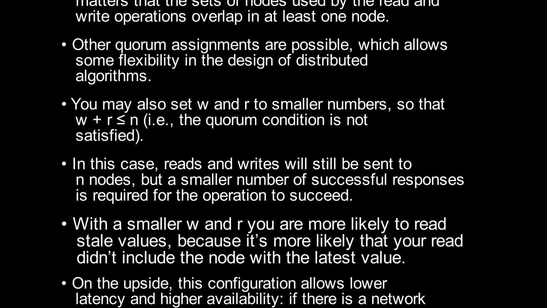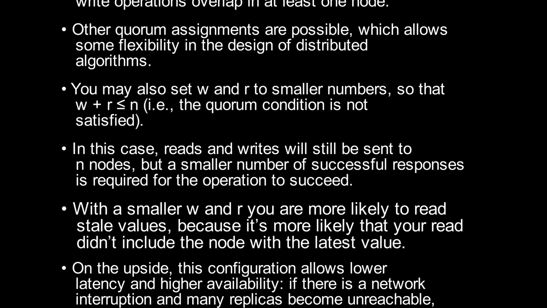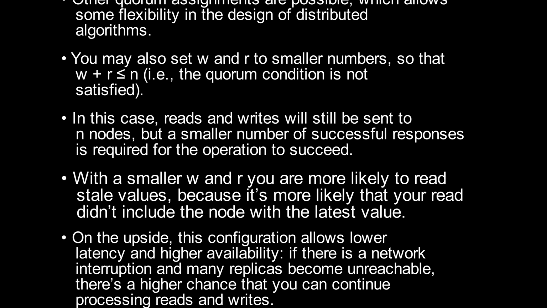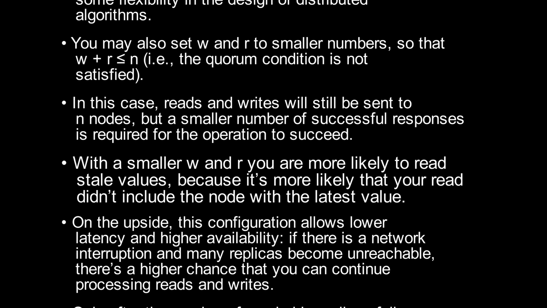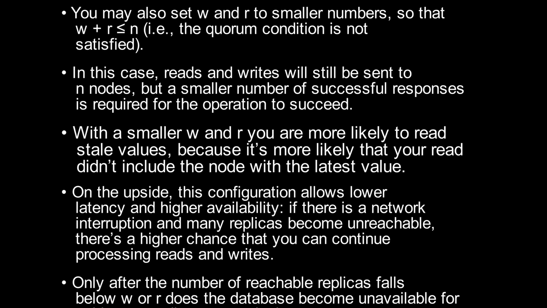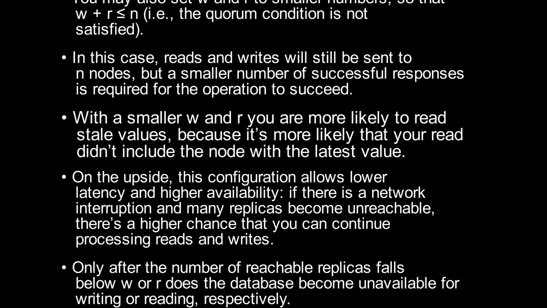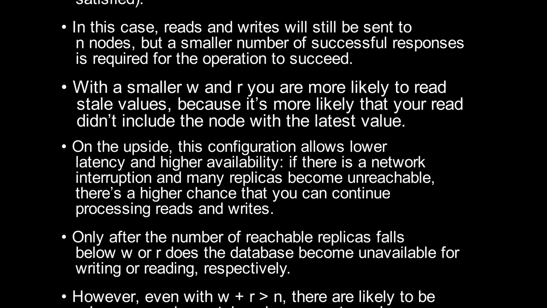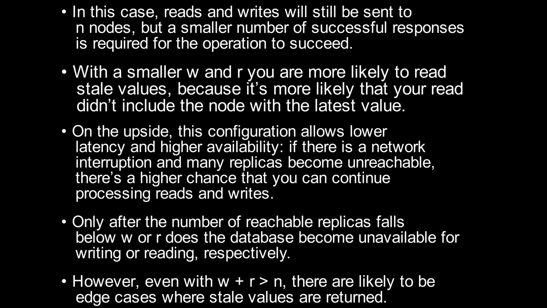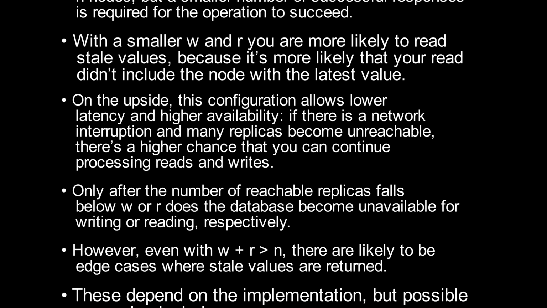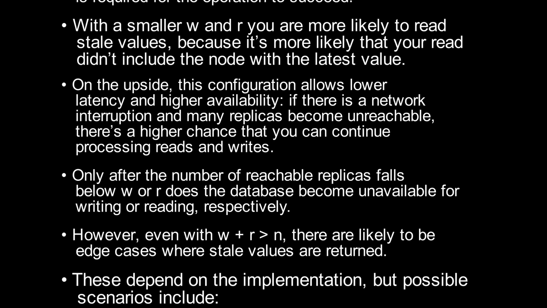With a smaller W and R you are more likely to read stale values, because it's more likely that your read didn't include the node with the latest value. On the upside, this configuration allows lower latency and higher availability. If there is a network interruption and many replicas become unreachable, there's a higher chance that you can continue processing reads and writes. Only after the number of reachable replicas falls below W or R does the database become unavailable for writing or reading, respectively.